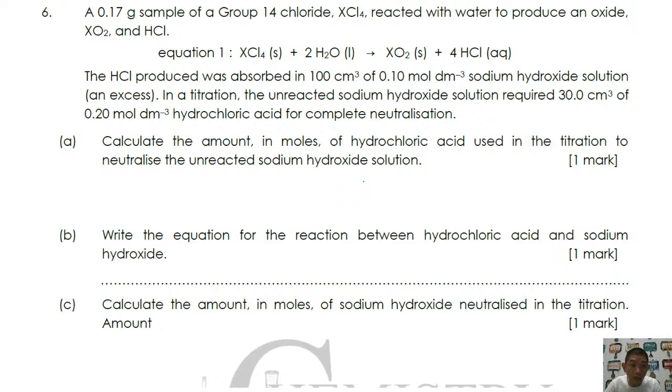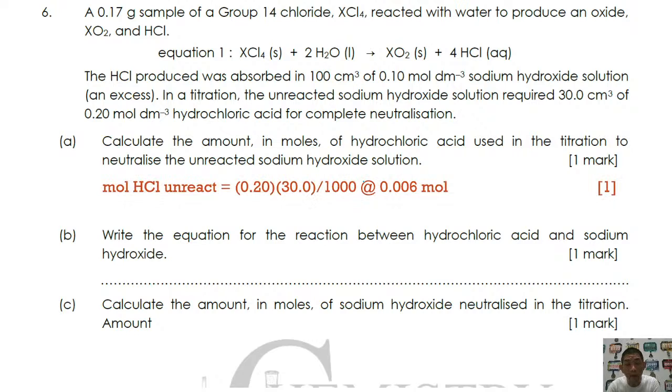A, calculate the amount of mole of hydrochloric acid used in the titration to neutralize the unreacted solution. So in here you use the mole concept: MV over 1000, 0.20 times 30 divided by 1000, you get 0.006 mole. In this case, when your answer is a round number, you don't have to worry about the significant figure, because this one is a round number. You press your calculator, you get a round number, isn't it? When it comes to a round number, you don't have to consider the significant figure.